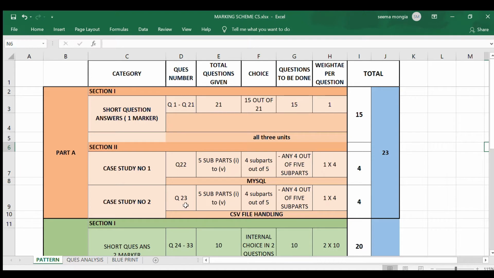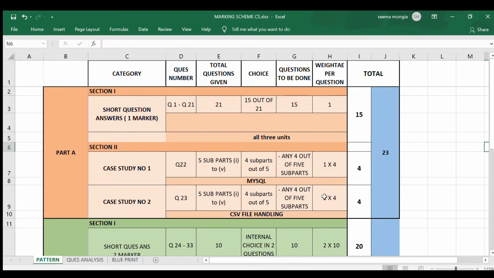Case study number 2, which will be coming as question number 23, will be from CSV file handling. Again, a situation is given, and on the basis of that situation, there will be 5 questions. Those 5 questions can be in the form of fill-ups, blanks, or any other form. But out of those 5 questions, all based on the CSV file problem given to you, you will have to answer any 4. These are not descriptive answers, these are short answers. So part A is completely short question answers or objective type. They are not expecting you to write long answers or explanatory questions, differences or definitions.